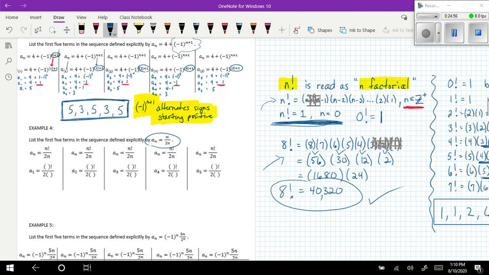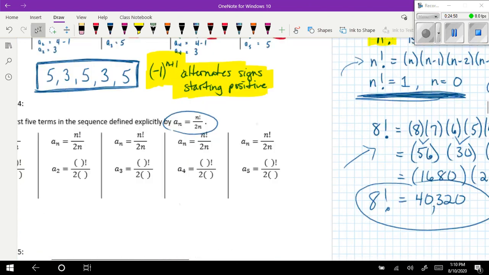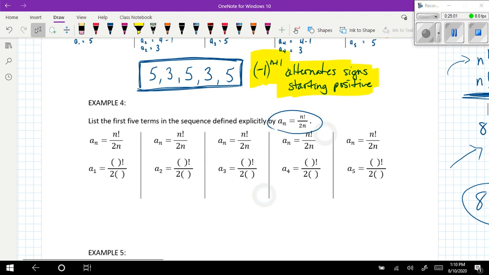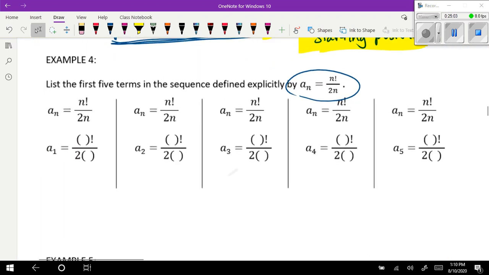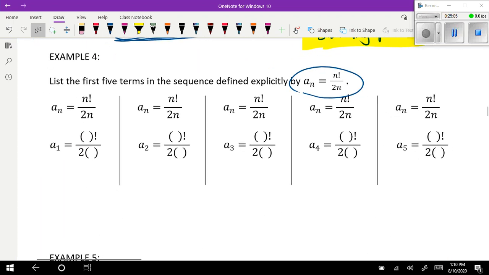Alrighty. Let's come back over here now and let's see about our example number 4 now that we have a little bit better understanding of what factorial means. So we're going to go for listing the 5 terms in this sequence. I want to put a 1 for my n. This gives me a sub 1 equals 1/2. To find a sub 2, I want to put a 2 in here. This gives me 2 factorial is 2, and 2 times 2 is 4, so this kind of works weird. I got the same answer as I had for a sub 1.